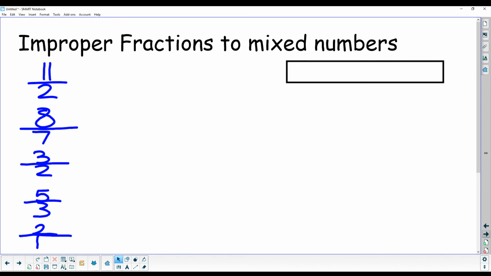So now you're going to pause and try doing these on your own. When you're done, you can press play to work on to the next part.